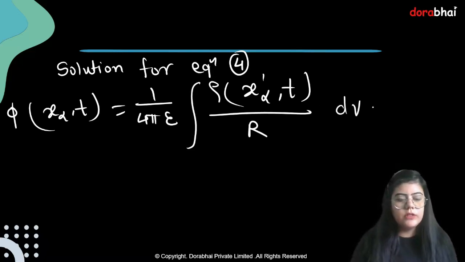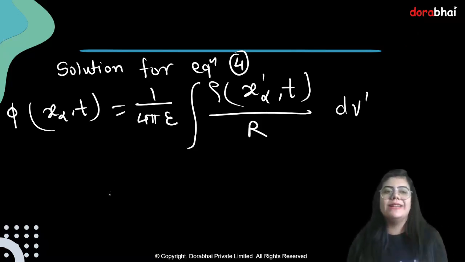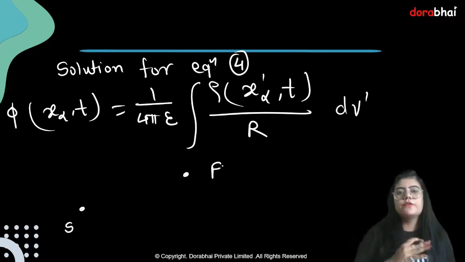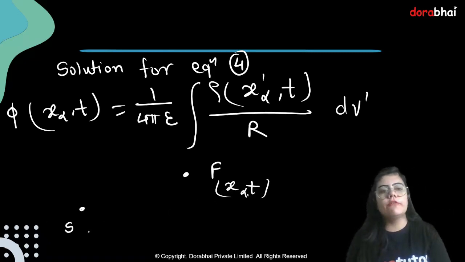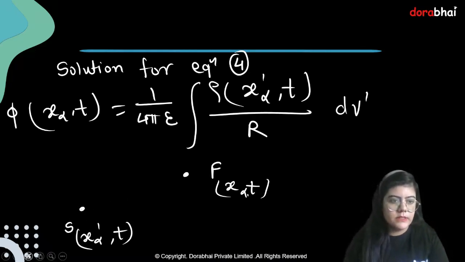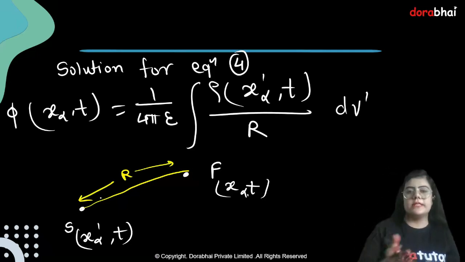closed integration. This is integration dv dash, that is volume integral, where x alpha t are coordinates. So which coordinates are there actually? Let's consider we have 2 points. One is our source point and one is our field point. For the field point our coordinates will be x alpha t, and for the source point our coordinates will be x alpha dash t, and the distance between these 2 points is r.